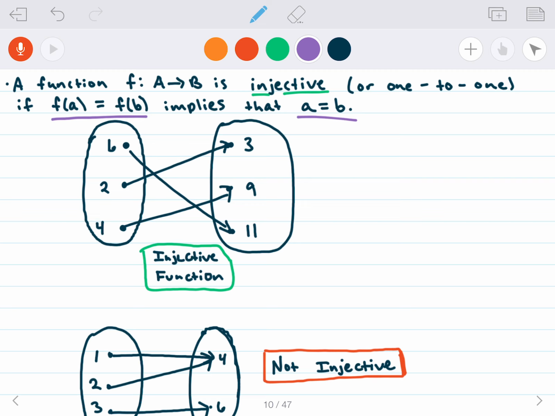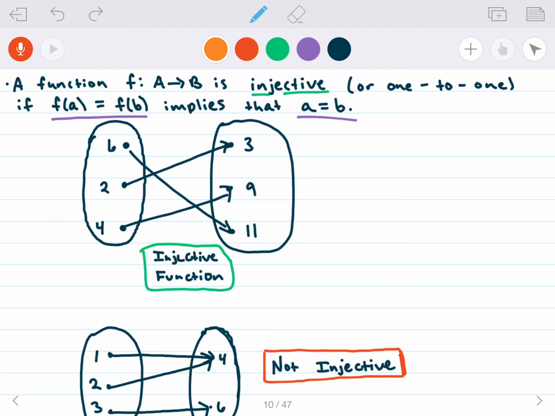Okay, so a function f from A to B is called injective or one-to-one if f of a equals f of b implies that a equals b. Basically what this means is that you can't have two different things in your input space going to the same output. So you can't have, for instance, 6 and 2 both going to 3. That's why they call it one-to-one, because each element gets sent to a unique element in the codomain.